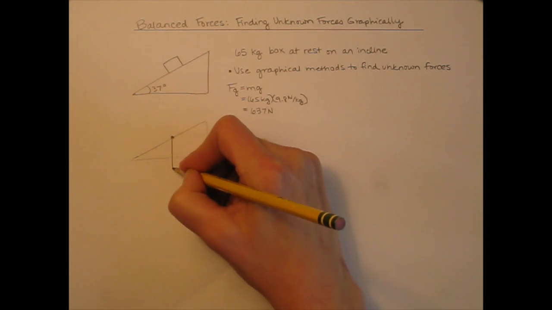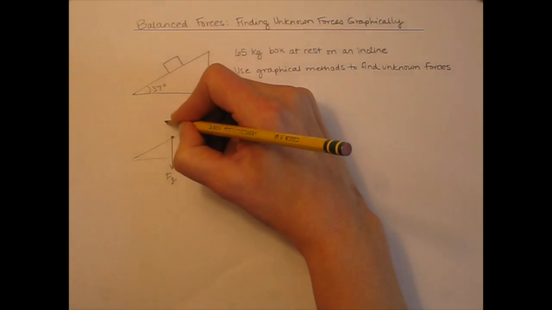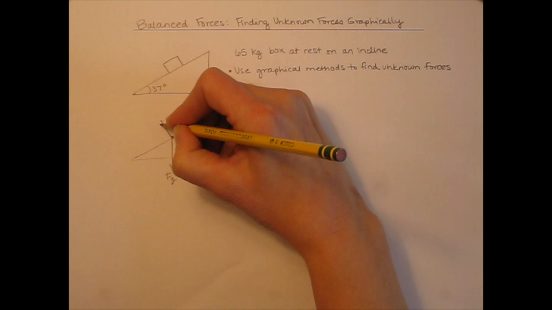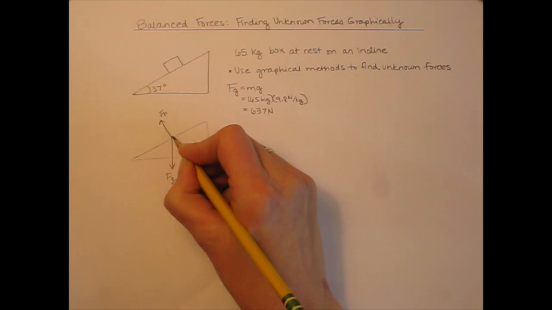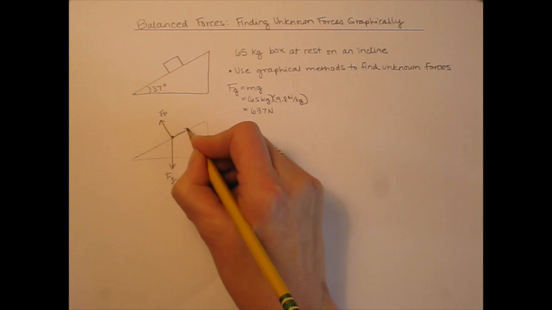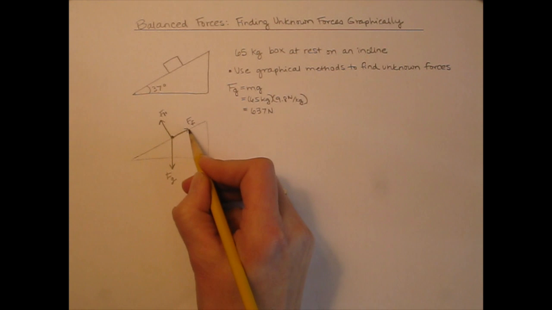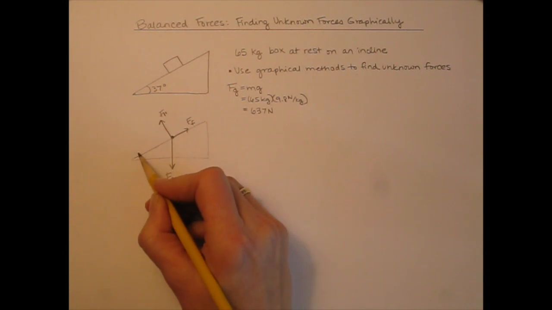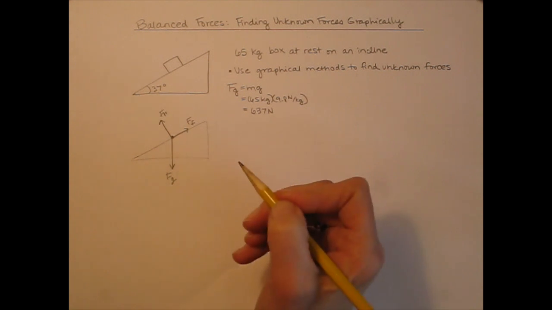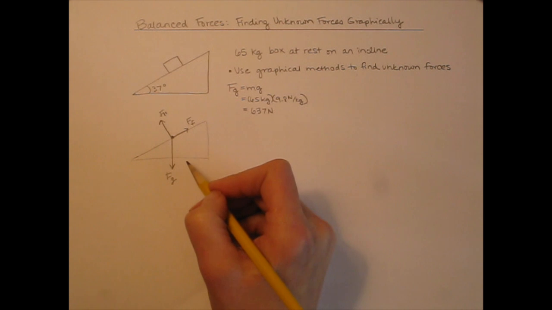So we have the force of gravity, which is straight down. The normal force is perpendicular to the ramp. And the friction force is going to be directed up the ramp. The reason that I know the force of friction is up the ramp is that without it, the block would slide down the ramp. So friction is resisting that, and friction is the force that's actually keeping it at rest.